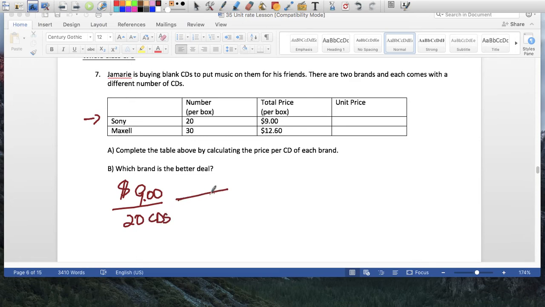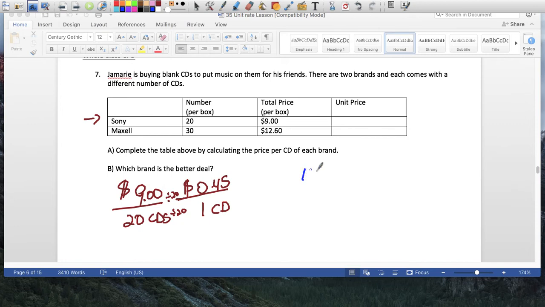So we're going to find how much 1 CD is, right? And divide by 20 and divide by 20. 20 divided by 20 is 1, and 9 divided by 20 is 45 cents. So this is 45 cents per CD. So 1 CD is 45 cents.